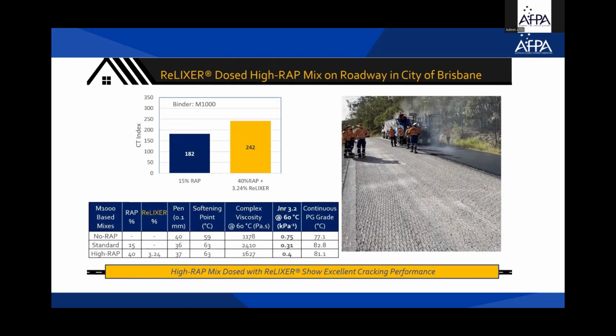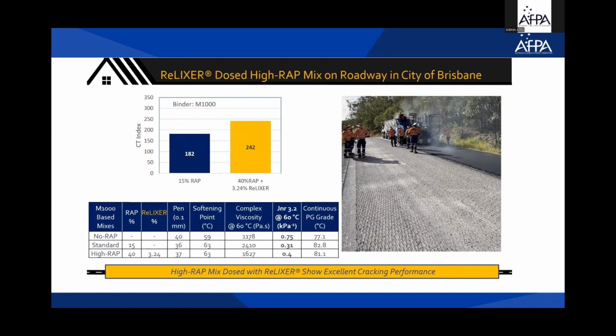And with that, let's come to the great continent of Australia. A couple of trial cases. The first one is the City of Brisbane trial. This was done with M1000 binder. And again, we did test the no-RAP case. This is lab-tested data.